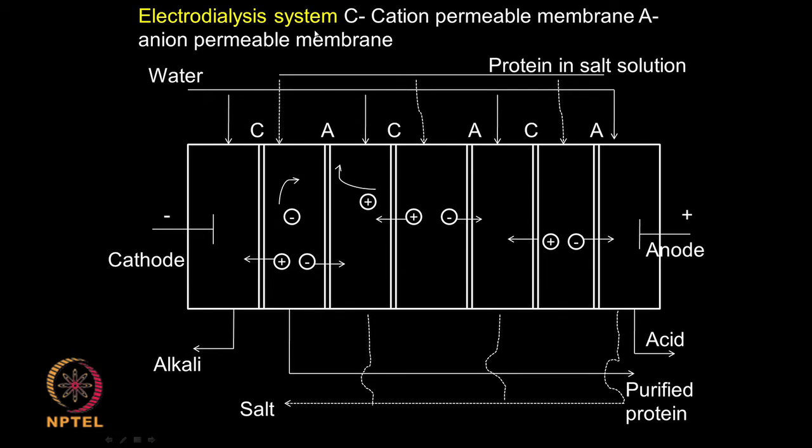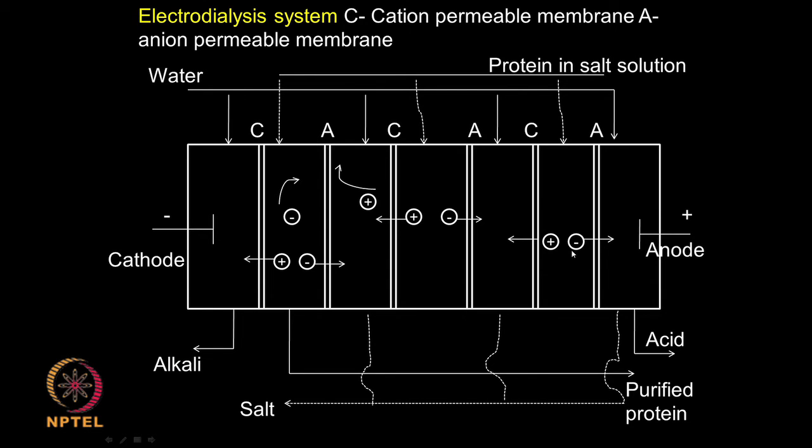There is another system that is called electrodialysis. As the name implies, we apply an electric field so that the salts, that is ions, cations and anions, move to the electrodes. What happens here is we have compartments, all separated by membranes. You have an anion permeable membrane, a cation permeable membrane, an anion permeable membrane, a cation membrane and so on. Say protein with salt is entered and then you apply a voltage, cathode minus voltage, here anode plus.